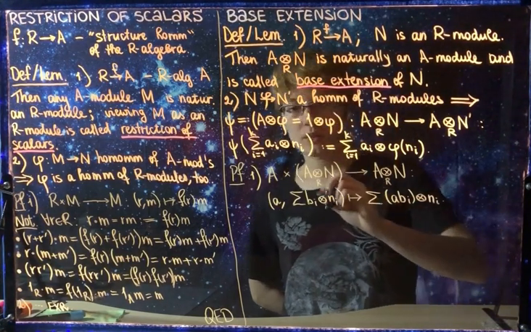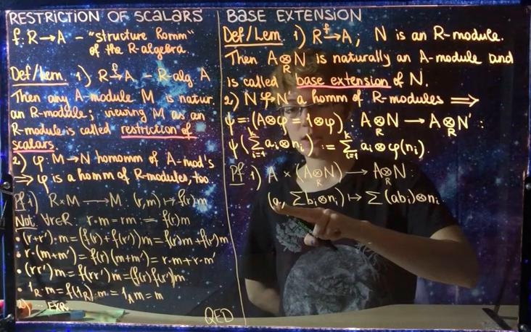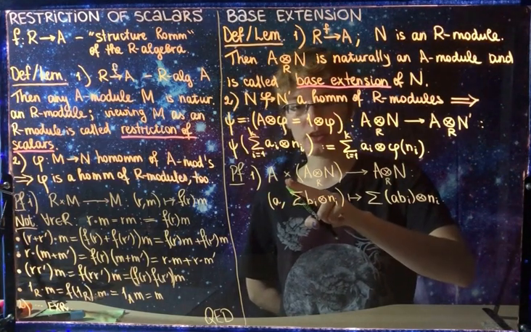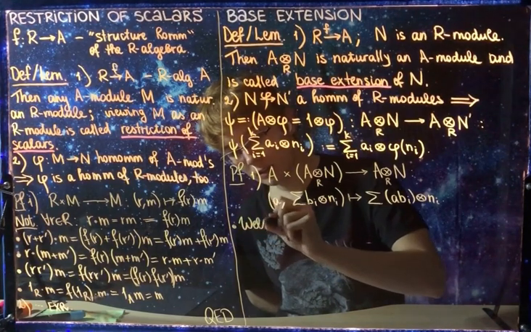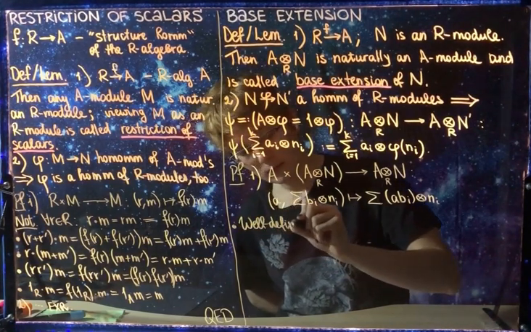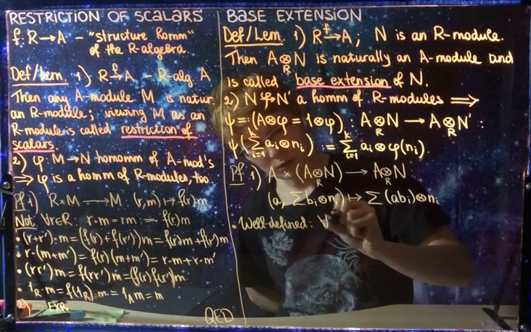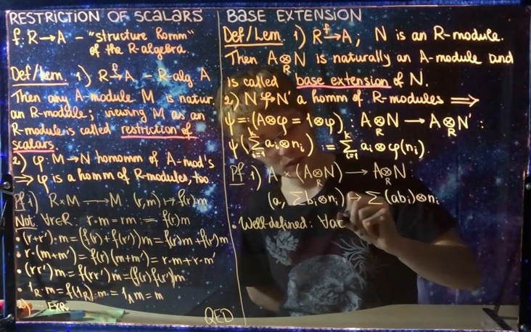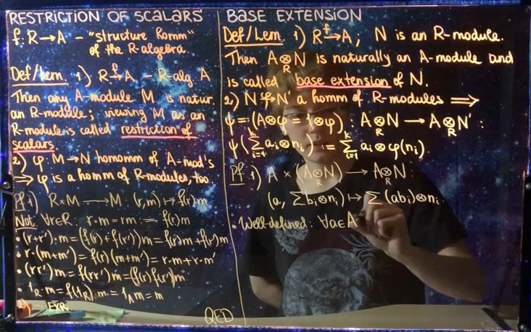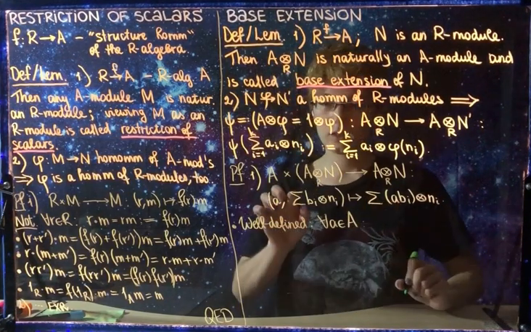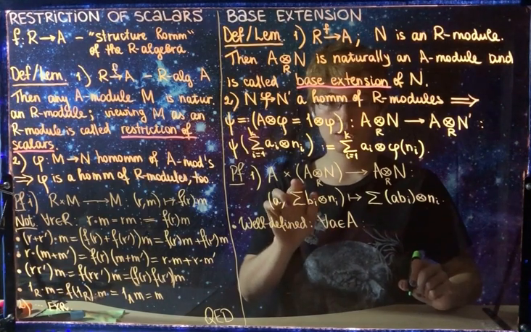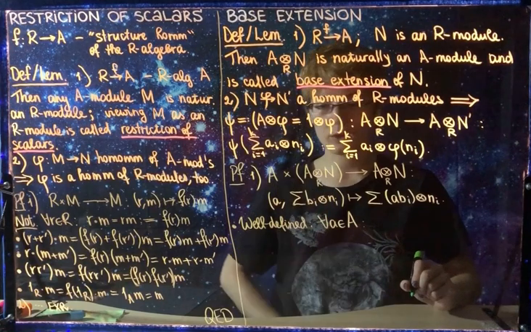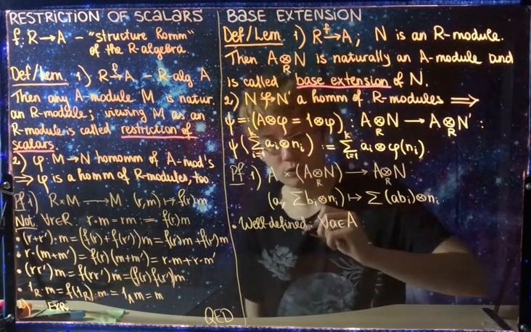So first, we need to check that this operation is well defined. So that for every fixed a in A, this operation of multiplying by a is a well-defined homomorphism. So check, for example, one relation.